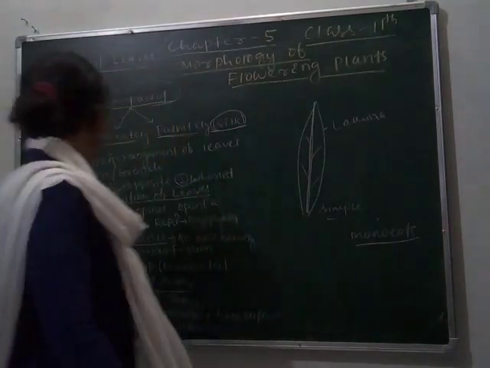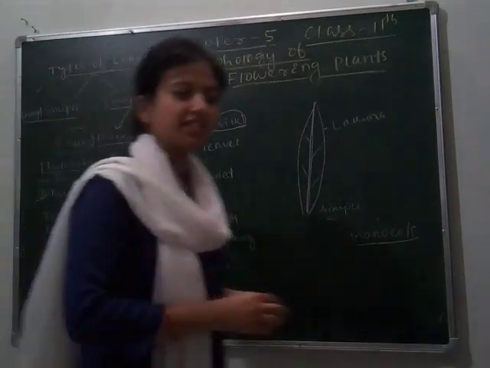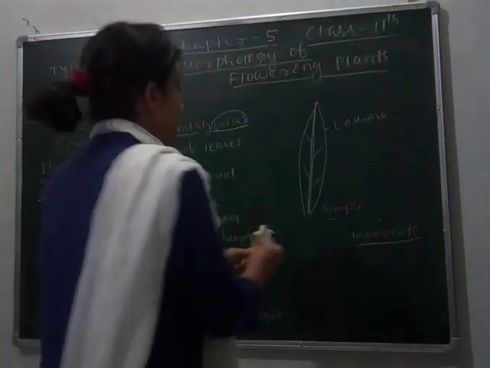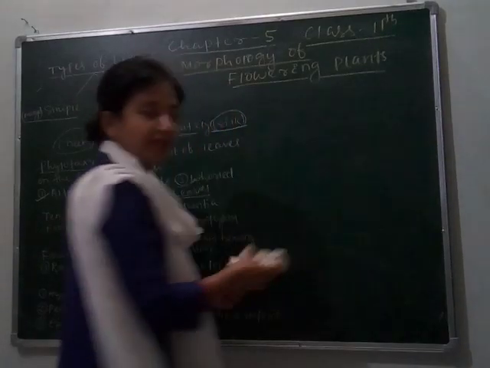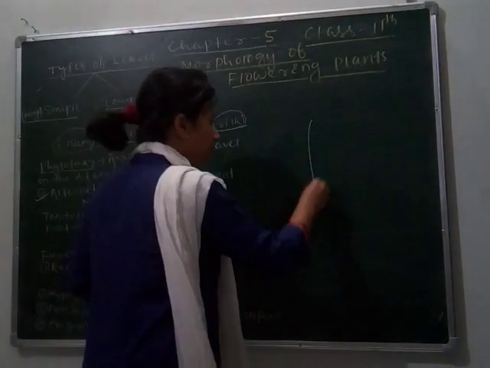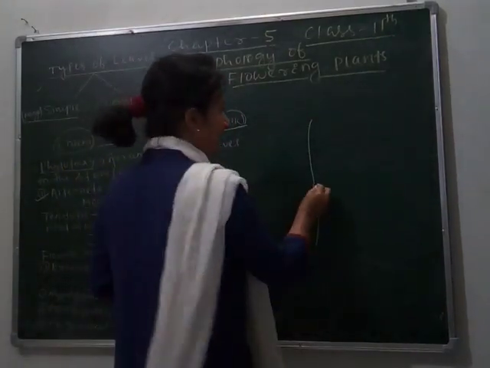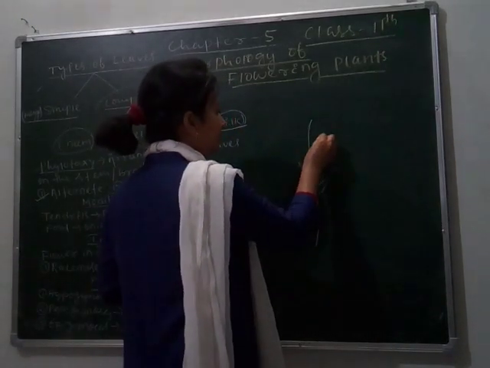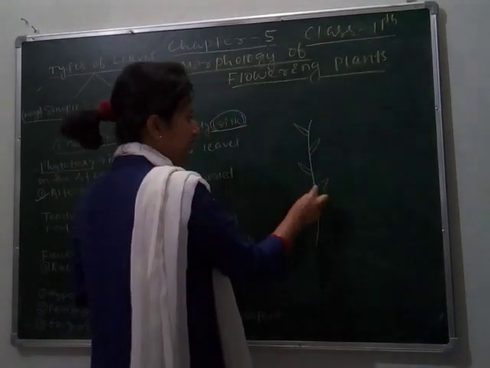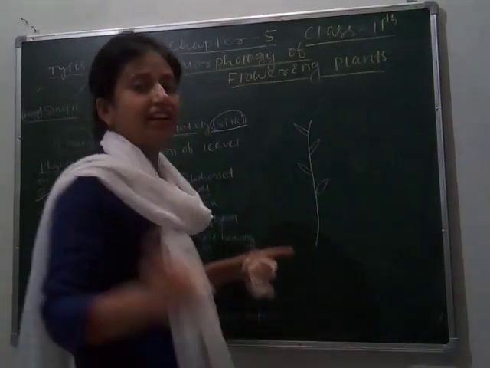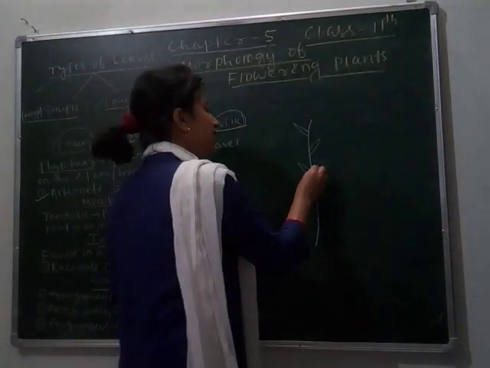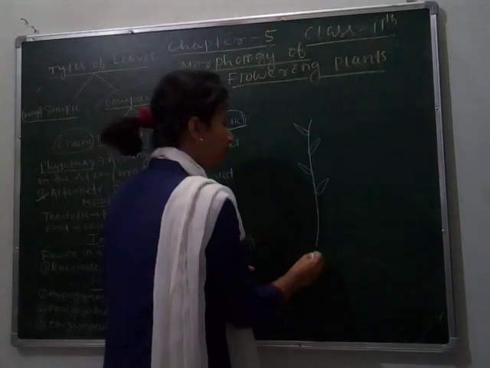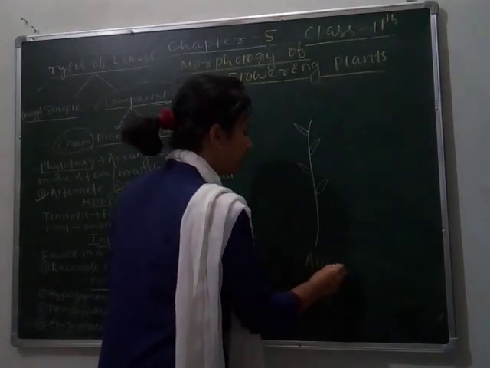What do we mean by alternate? Alternate means, suppose this is the branch and the leaves arise like this. One here, one here, one here, and one here. Only one leaf arises from a single node. This type of arrangement is called alternate. Clear?